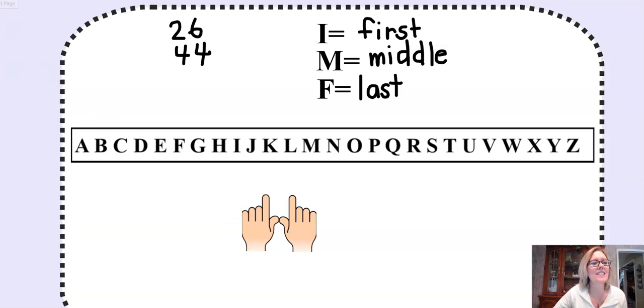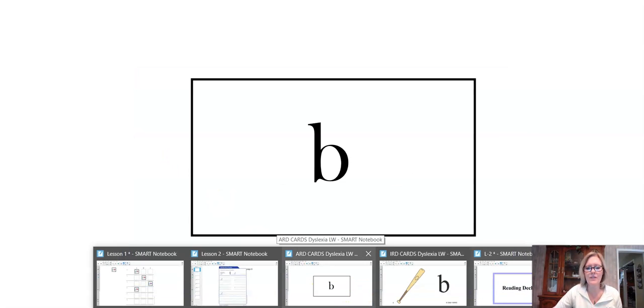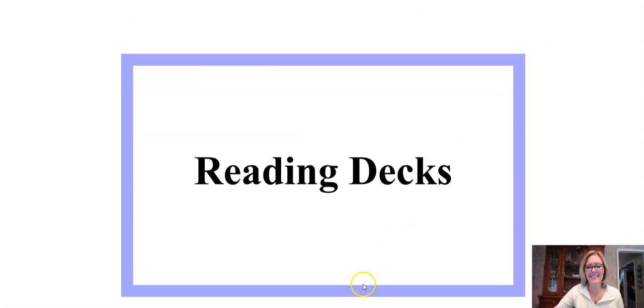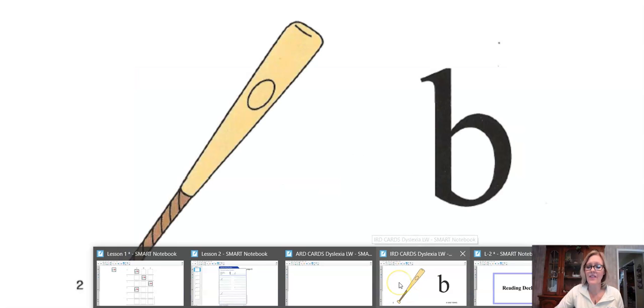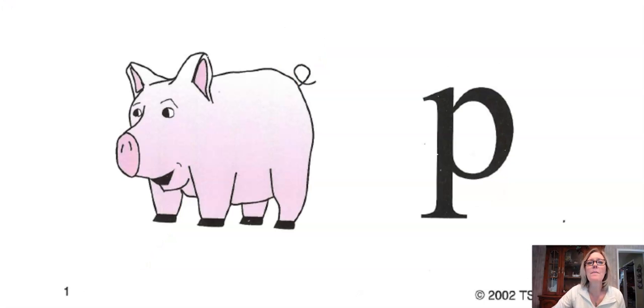Okay, so let's go on to the next thing. Okay, our reading decks. That means I need to bring up this reading deck right here. And we don't have very many letters yet, but we'll get to all of them eventually. When I go through these, we're just going to say the name of the letter. And what is the name of this one? B. Okay. And let's say the keyword and sound that go with each of these. We have bat, B, pig, P. Good. Let me go back through there and put that blank.